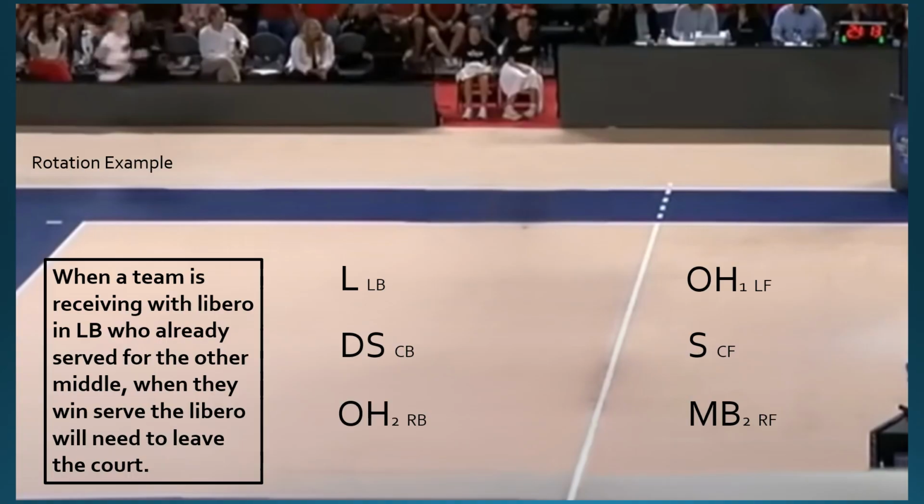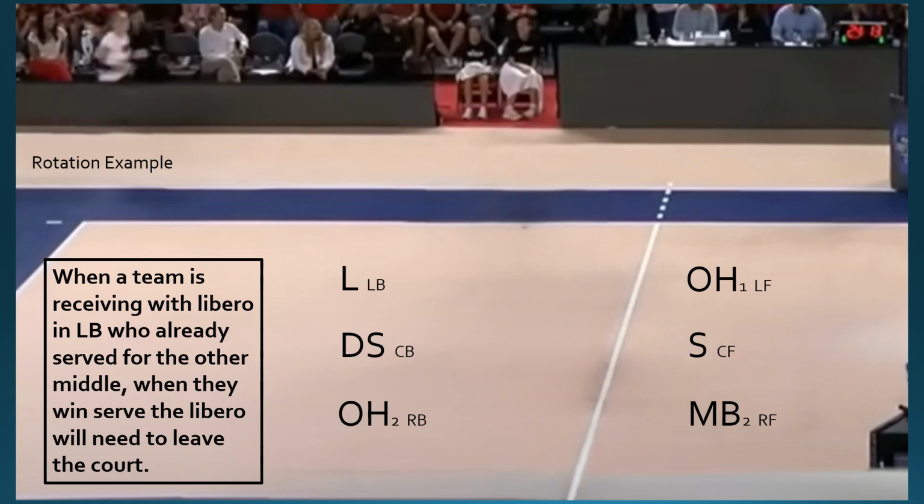Let's advance the team one more rotation, putting the setter now in center front. Notice that since the DS replaced the opposite, it's now the DS who is opposite the setter. Notice also that we're once again in a rotation where the libero is in left back. So when that team is receiving, that again should trigger that little mental alert for us that when the team wins serve, the libero is going to have to do something. They can't just rotate to the front row.